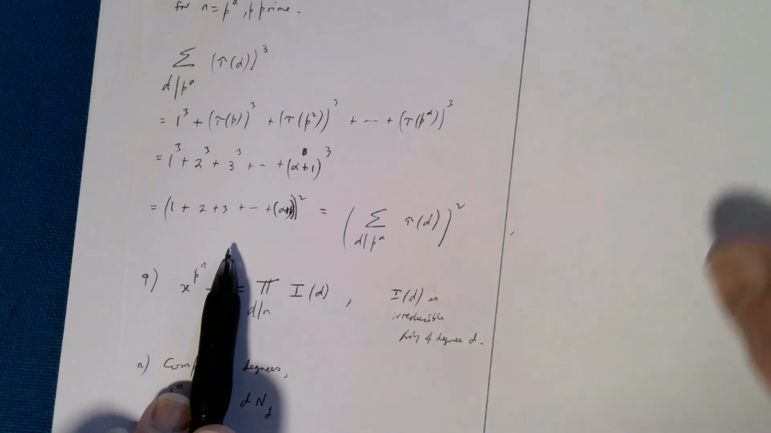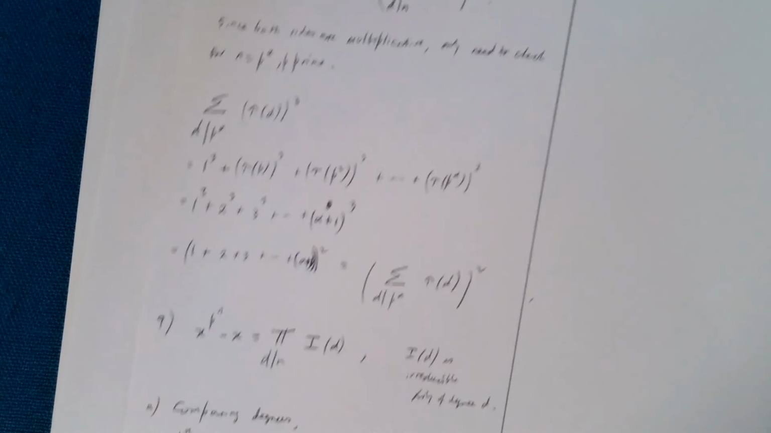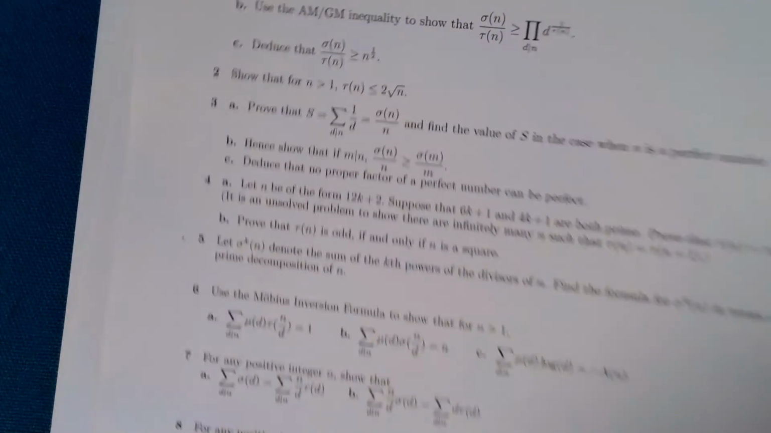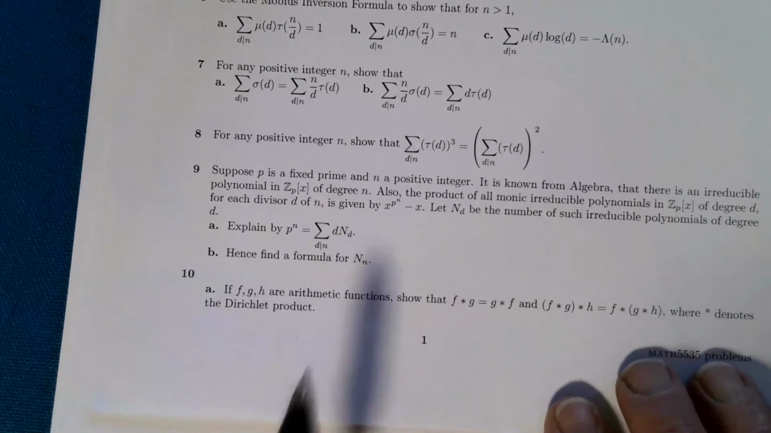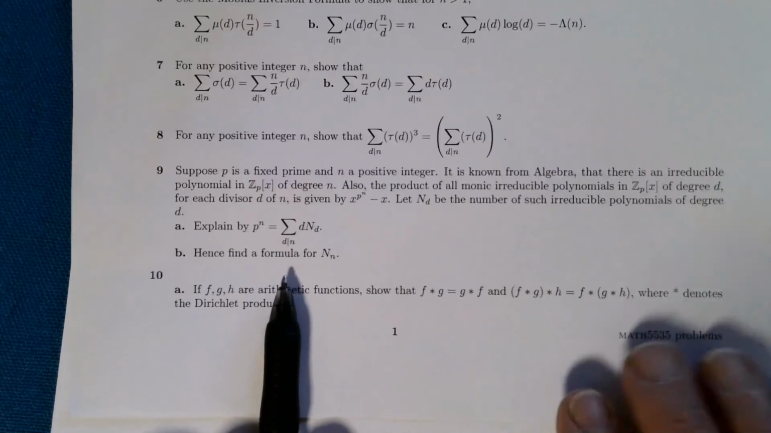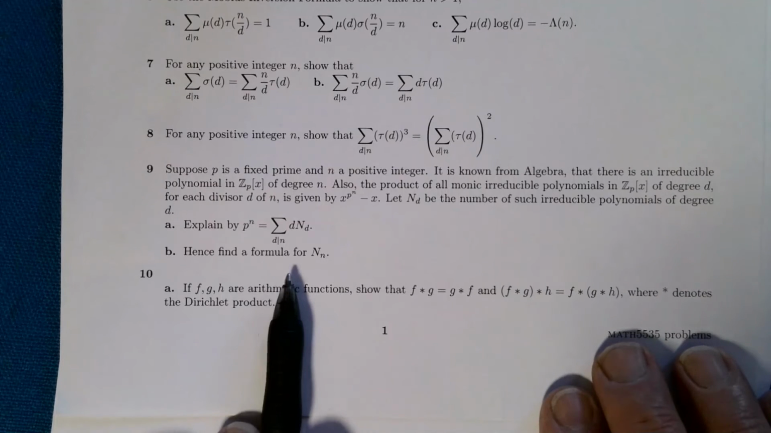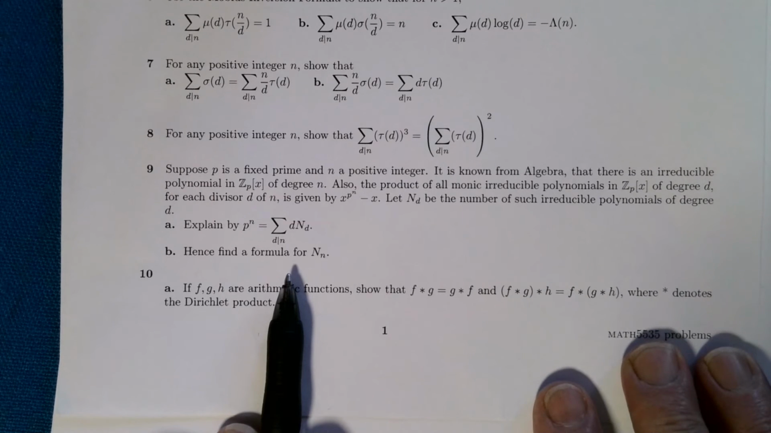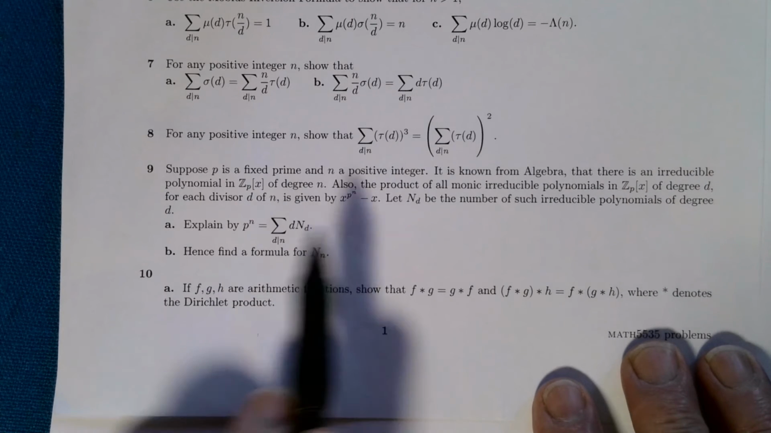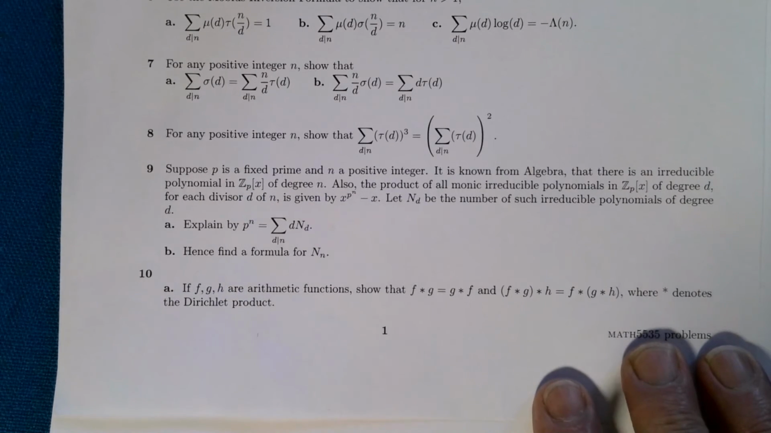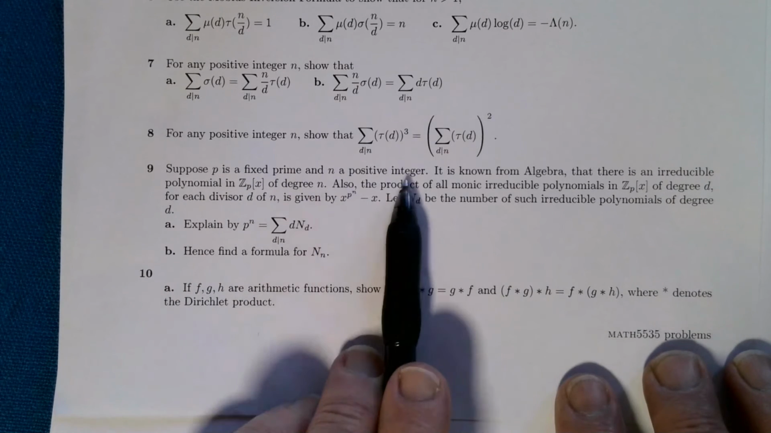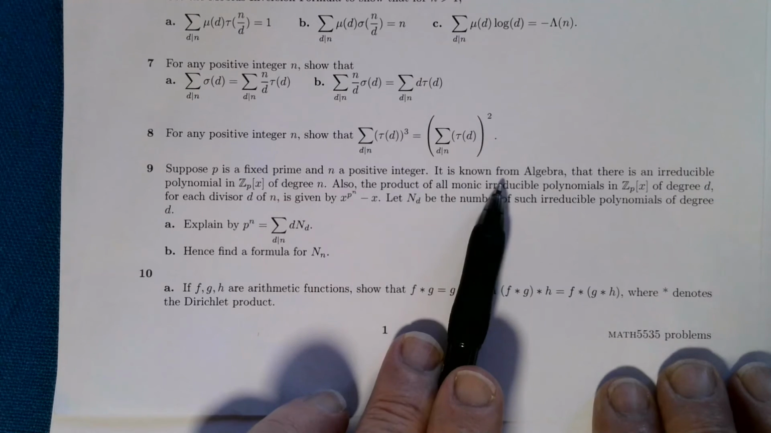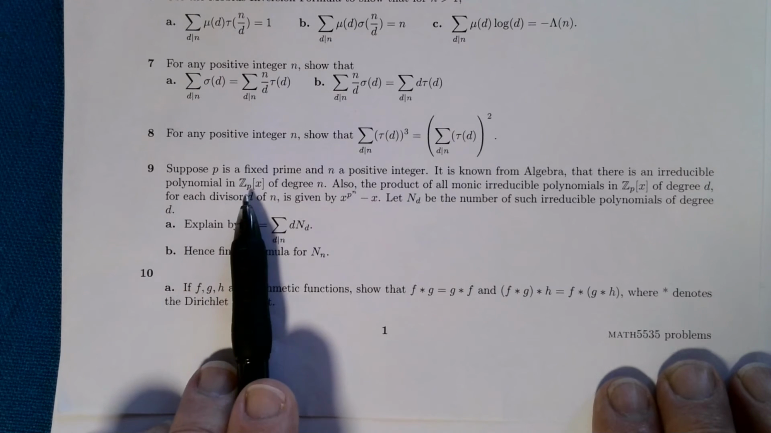Okay, so question 9, the last one in this section. This is a problem actually from abstract algebra, a nice application of number theory to some abstract algebra. If you haven't done much abstract algebra, you might skip this one, but it's about counting the number of irreducible polynomials in Zp of x. So we take p a fixed prime, n a positive integer. It is known from algebra that there is an irreducible polynomial in Zp of x of degree n.